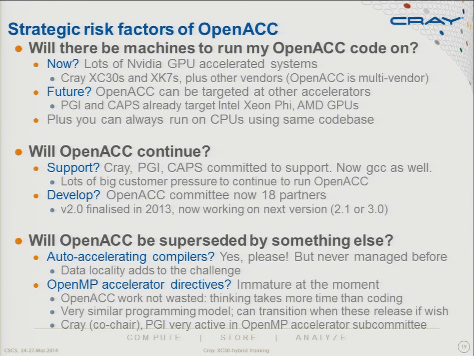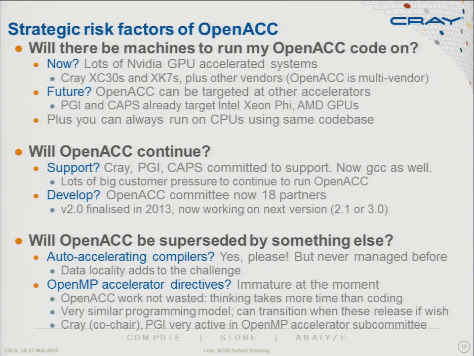So this was a slide that was put together for a grant proposal. One of the customers said, we're going to propose a proposal with OpenACC. Do you have any document describing the strategic risk factors of OpenACC? So, what are the questions you would ask? If I'm going to port to OpenACC, it's a new programming model. Should I do it or not? Is there any way to run my code? Well, of course there are. I mean, there are now XC30s and XK7s and other vendors' systems as well.